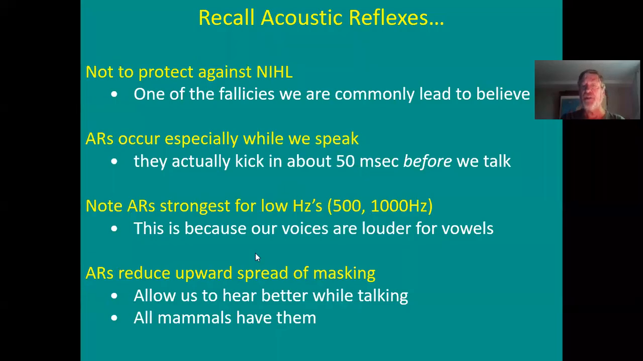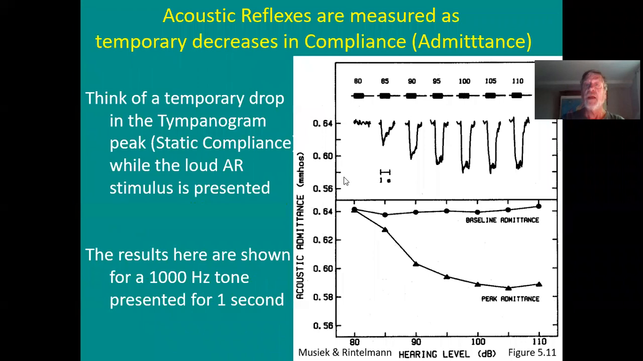Share screen. Back to here. Acoustic reflexes tend to be strongest for low frequencies because our voices are loudest for the vowels and the low frequencies. Here's acoustic reflexes. When 80 decibels comes in, 85, 90, 95, you can see acoustic reflexes occurring. What these little V's or U-shaped things are, actually, they are reductions in the peak of the tympanogram.